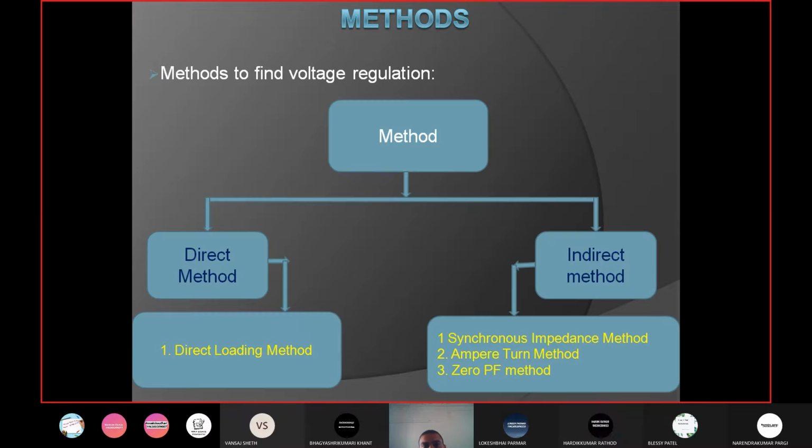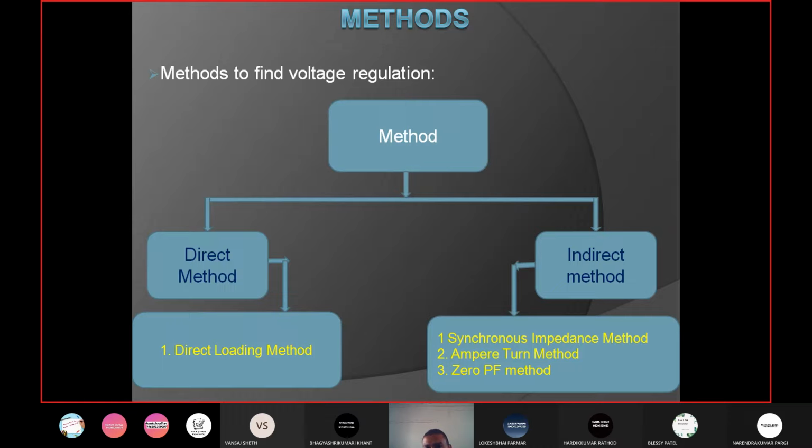Now the different methods to find the voltage regulation. Okay, so we have mainly two methods: direct method and indirect method. In the direct method, physical load is directly connected with the alternator, whereas in the indirect method, physical load is not connected. Okay, so in the direct method we have the direct loading method, whereas in the indirect method we have the synchronous impedance method, ampere turn method, and ZPF method, zero power factor method. So these are the three methods which are included in the indirect method.